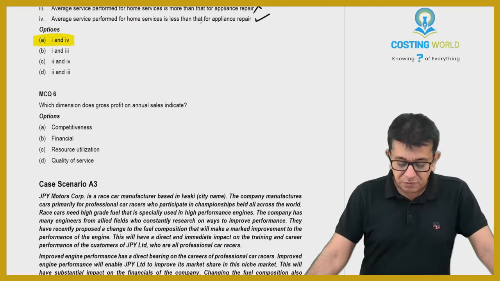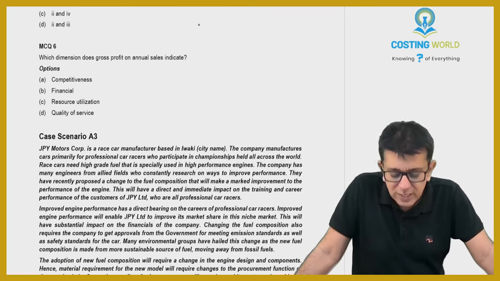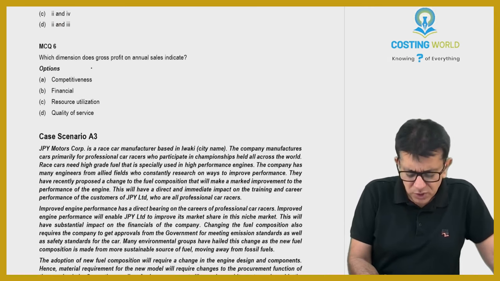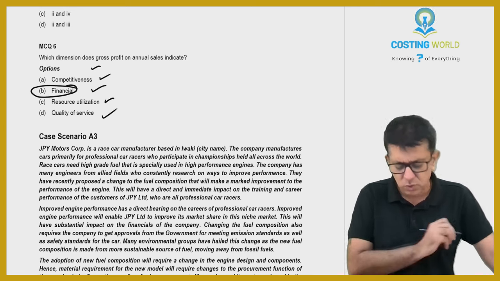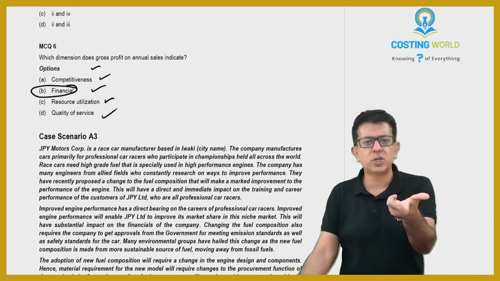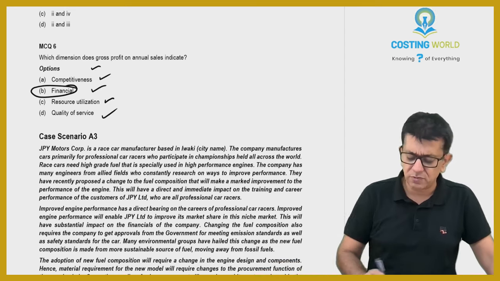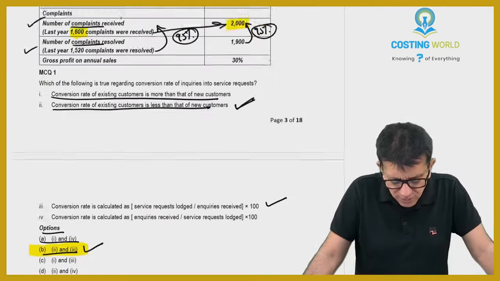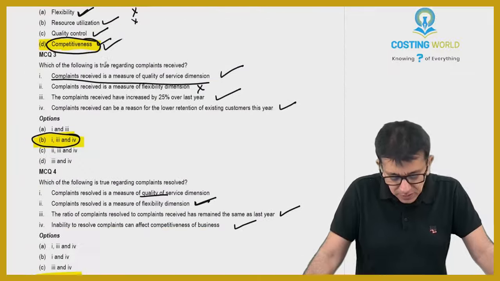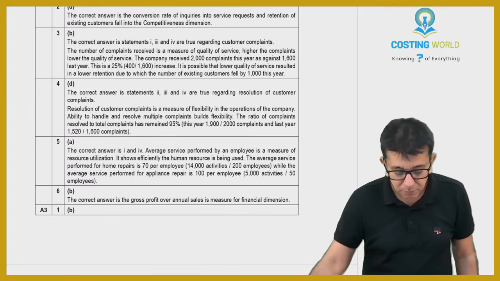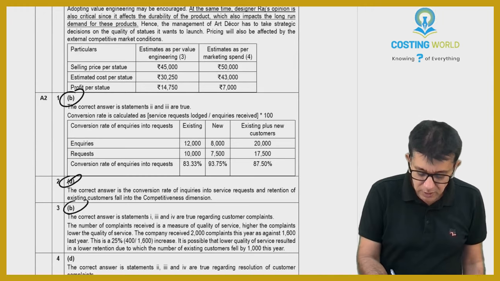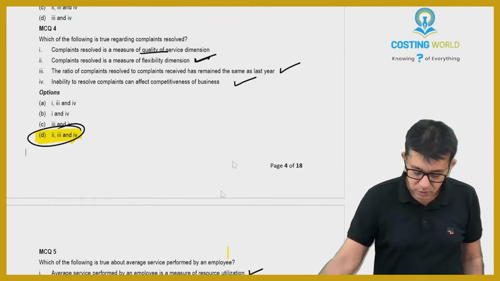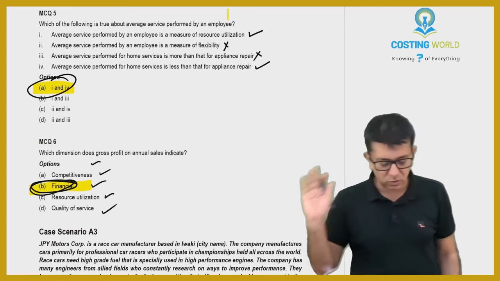Further. Which dimension does gross profit on annual sales indicate? This is common sense, beta. Gross profit is your financial performance. Options: competitiveness, financial, resource utilization and quality. So, I think the answer should be directly financial. This is financial data, no? So, this should be your answer. Okay. It must be correct here. So, it is BDB. Just a sec. BDB. Okay. Then further, DAB. Let me just check over there. D. Okay. Then A and then B over here. So, this is altogether correct.